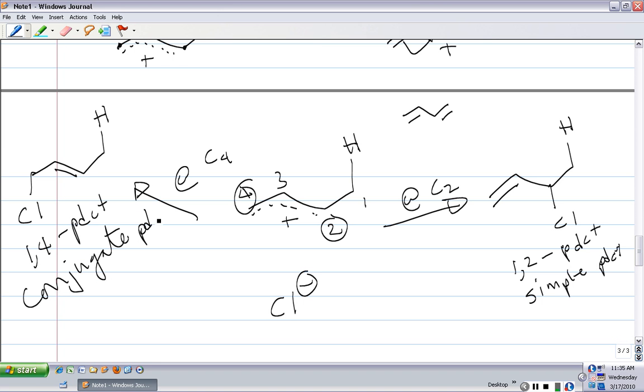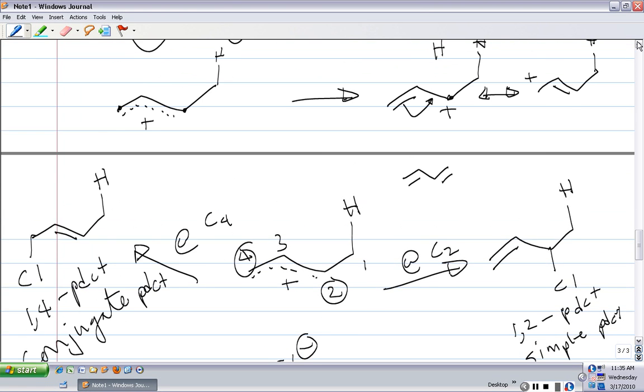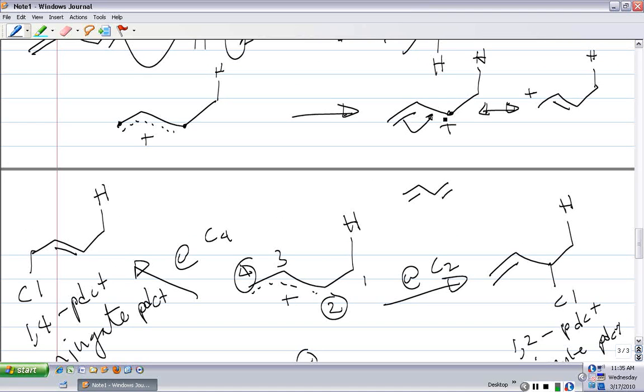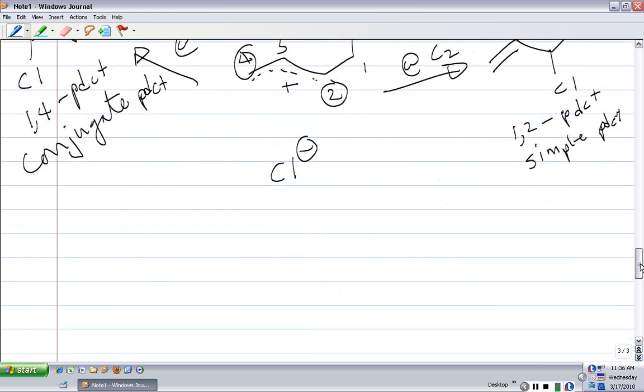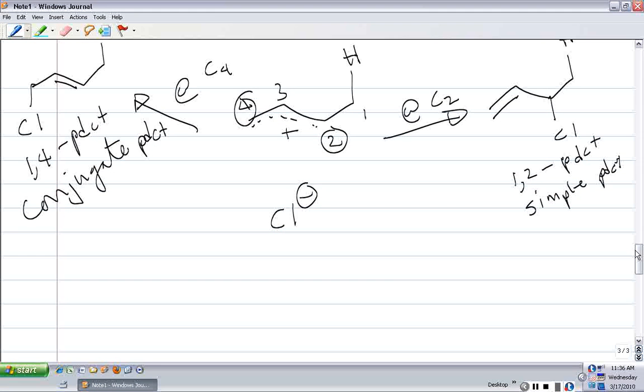Right, so it's called the conjugate product or the conjugate addition product. And it's called that because the fact that we can get attack at Cl at carbon number 4 arises because the positive charge is in resonance. In other words, I've got conjugation between C2 and C4, right? So this resonance interaction is called conjugation. And what the conjugation does is it smears the positive charge between C2 and C4. And so the 1,4 product is called the conjugate product.